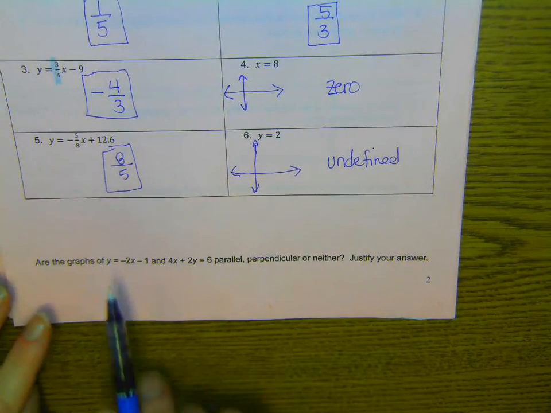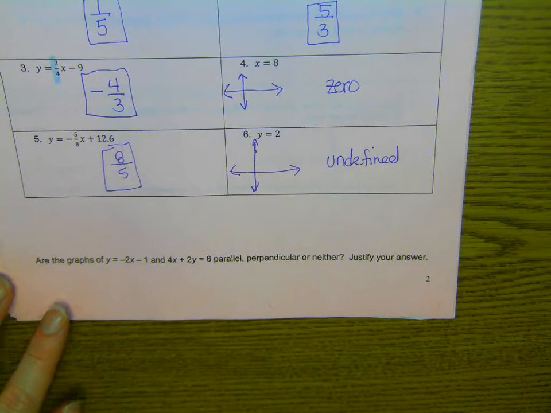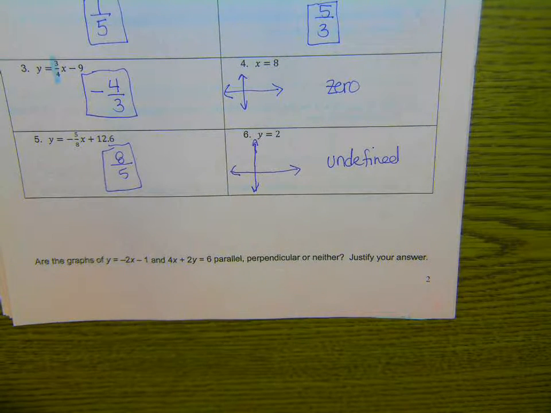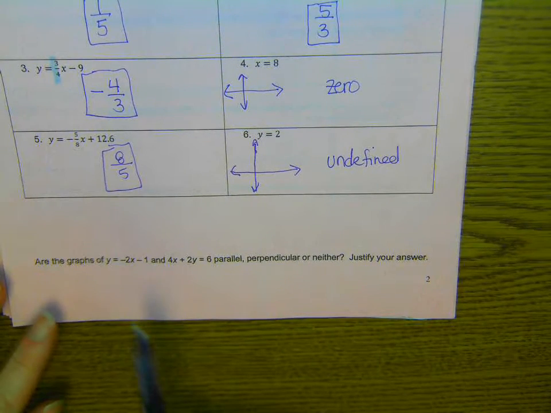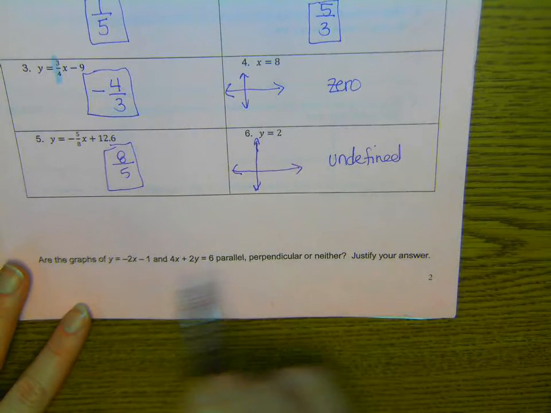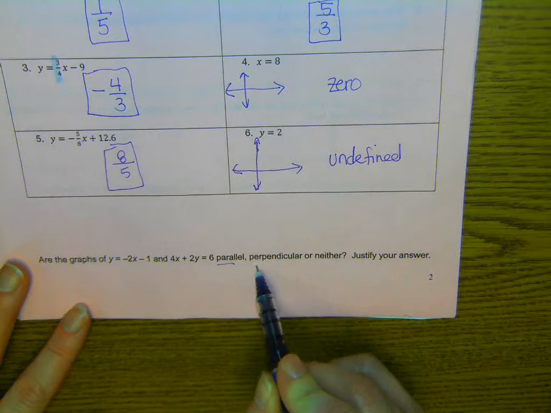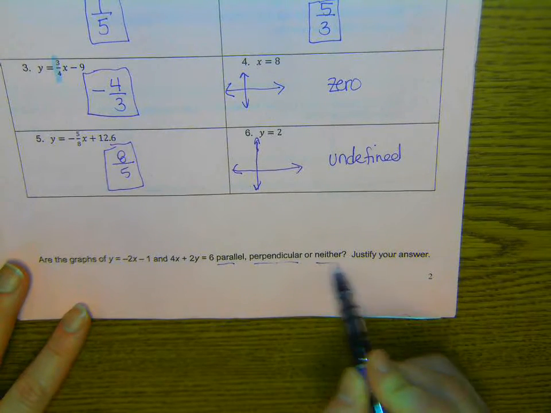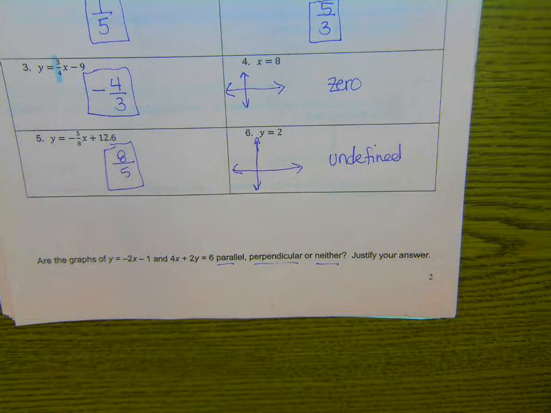Alright, so my last question then for you is, I'm giving you 2 equations at the bottom. I'm going to give a couple minutes to try it. Would you find the slope of both of these lines and then decide, are these 2 lines parallel, perpendicular, or neither? Would you try it, please? Find the slope of those 2 lines. Are they parallel, perpendicular, or neither?